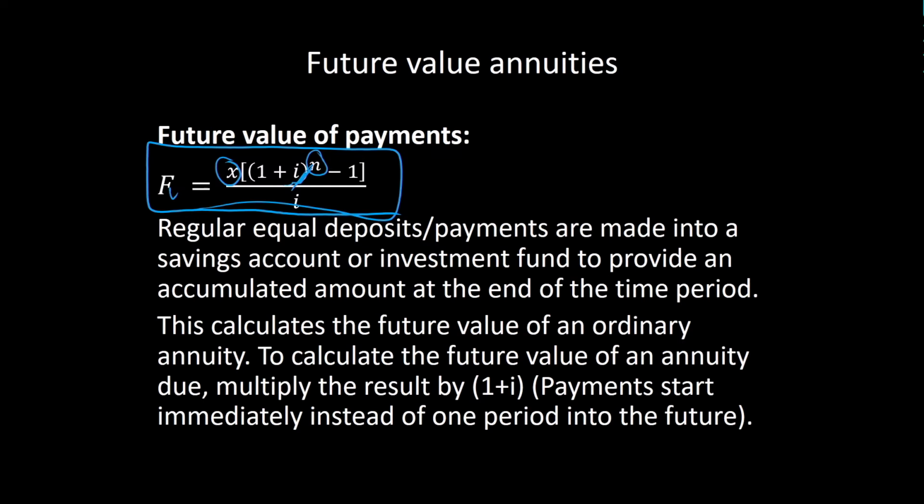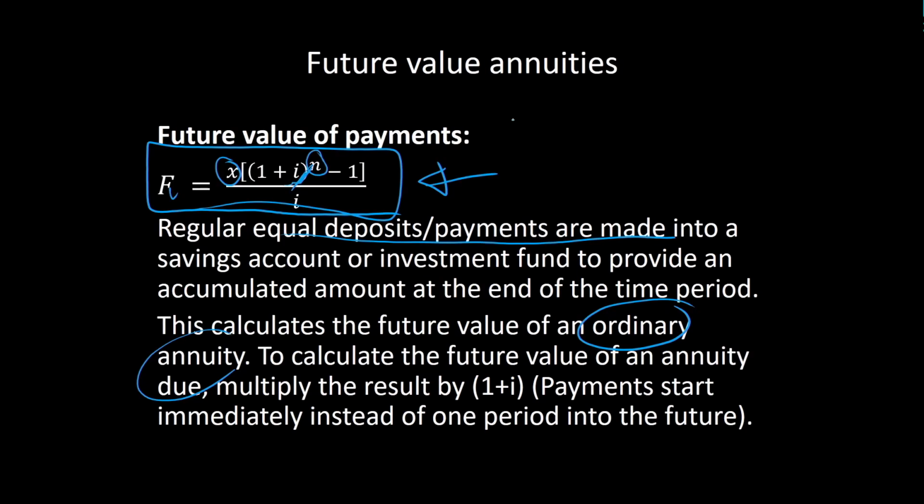All right. So in future value annuities, regular payments are being made into a savings account or an investment fund, and it's accumulated to a certain amount at the end of the time period. This formula, this is very important, this formula calculates what we call an ordinary annuity. So in an ordinary annuity, you're basically making payments at the end of every period. So at the end of every month or at the end of every year. So that's called an ordinary annuity.